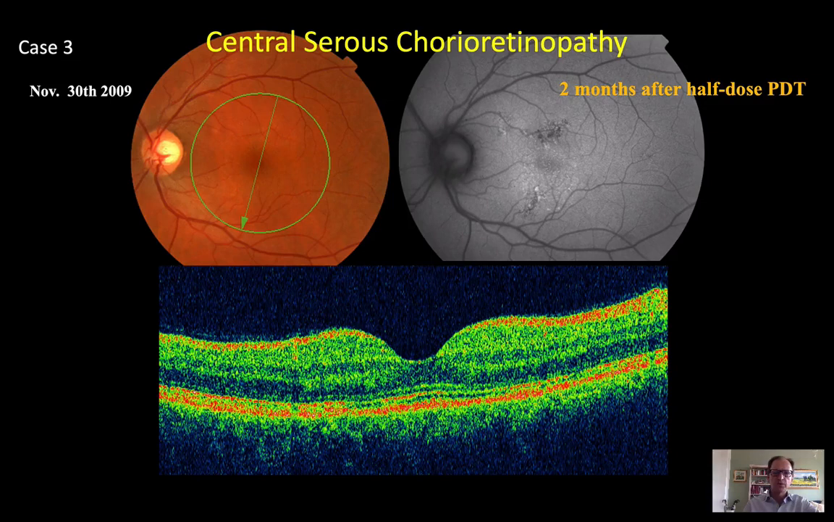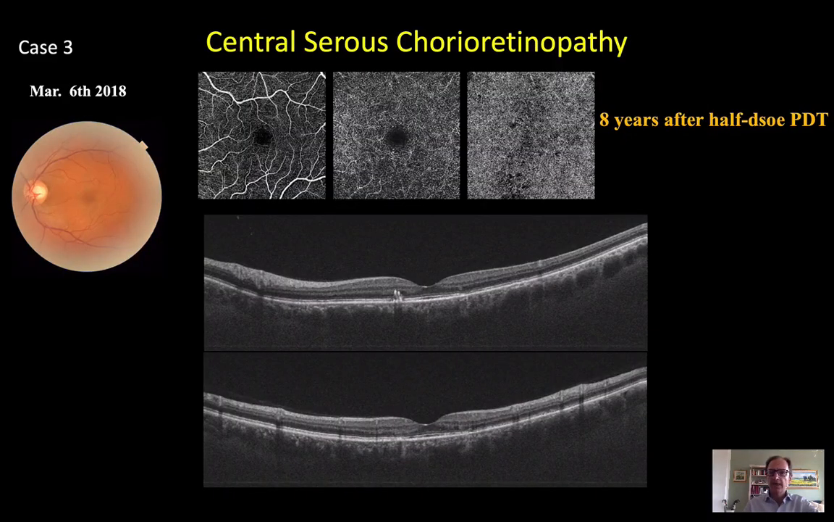Our patient was very happy because the visual acuity increased, and it was 20/20, and this patient remained dry with a dry macula for a very long time. This is the visit 8 years after half-dose PDT, and as you can see, the macula is dry, is flat, there is no fluid, although there is some RPE defect, just extrafoveal located.